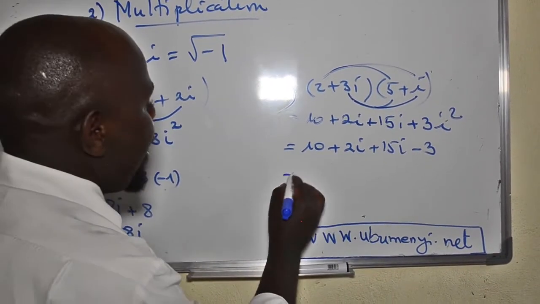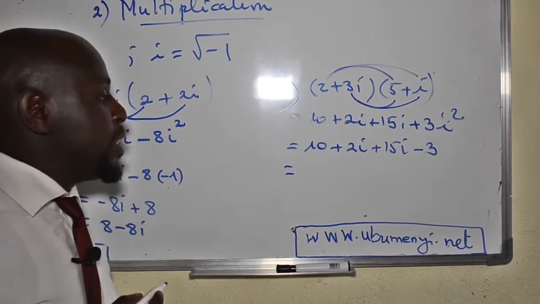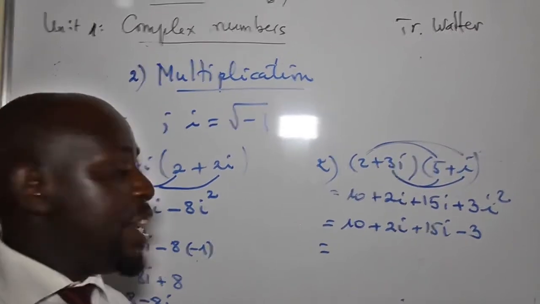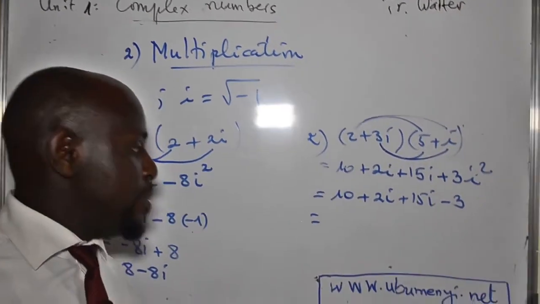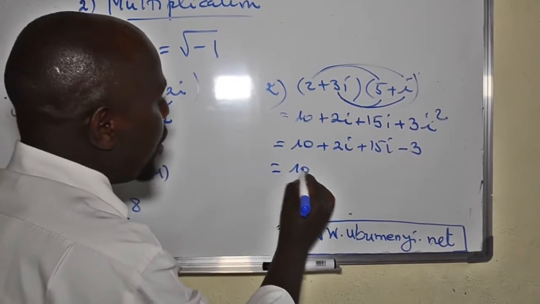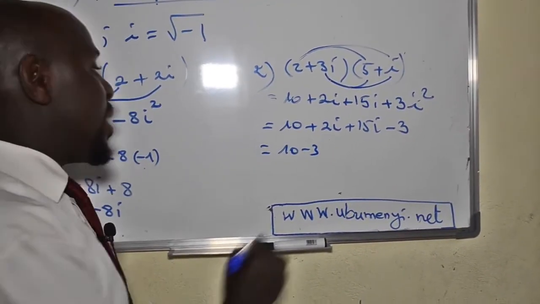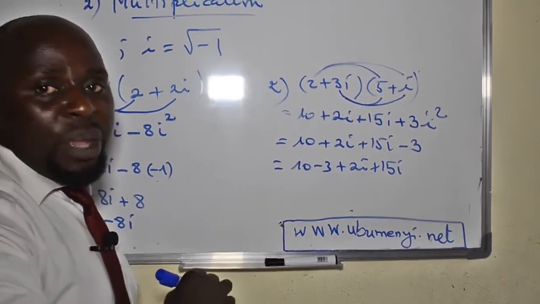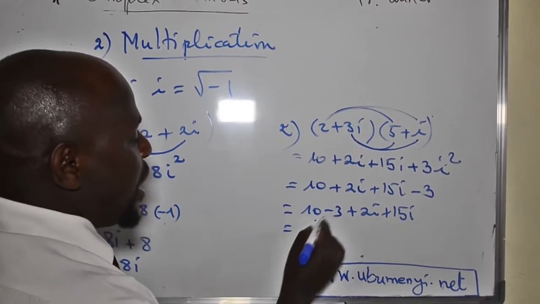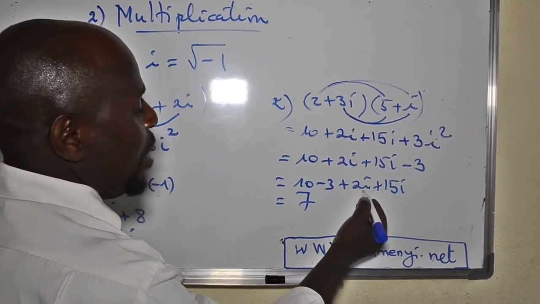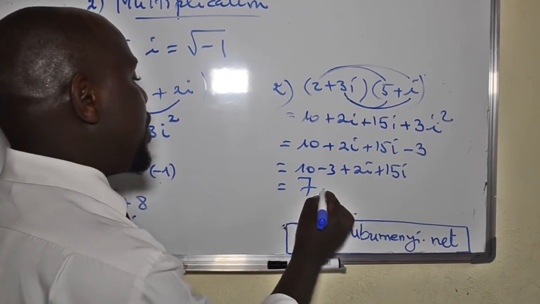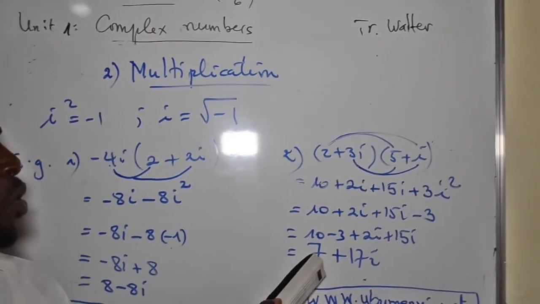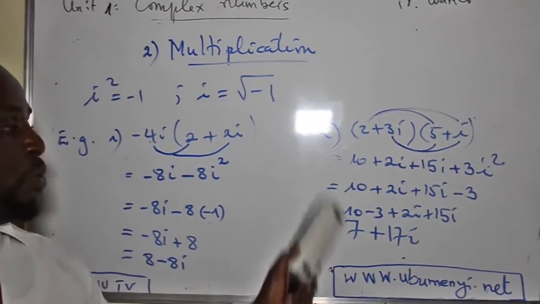Dear colleagues, now, finally, what we do is the normal addition of complex numbers. We have seen that as we are adding, this is like we have two complex numbers. We add the like terms. There, we have 10 and negative 3, because they are all real parts. And we have 2i plus 15i, because they are all imaginary parts. And lastly, we shall have 10 minus 3, which is 7. And then here we have 2i plus 15i, which gives us plus 17i. And this is now our new complex number, which is coming from the product we have here.